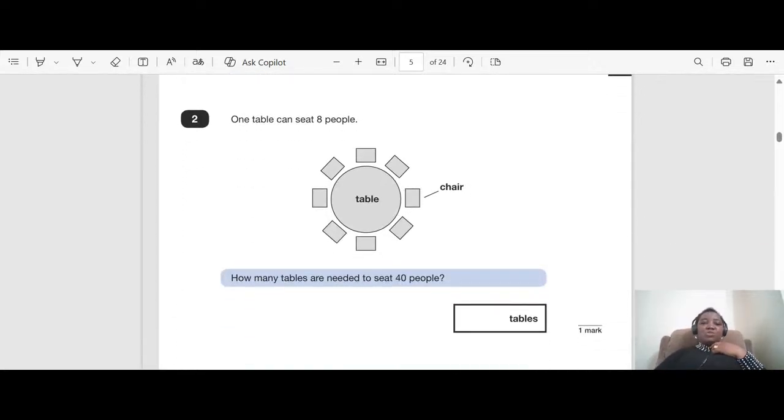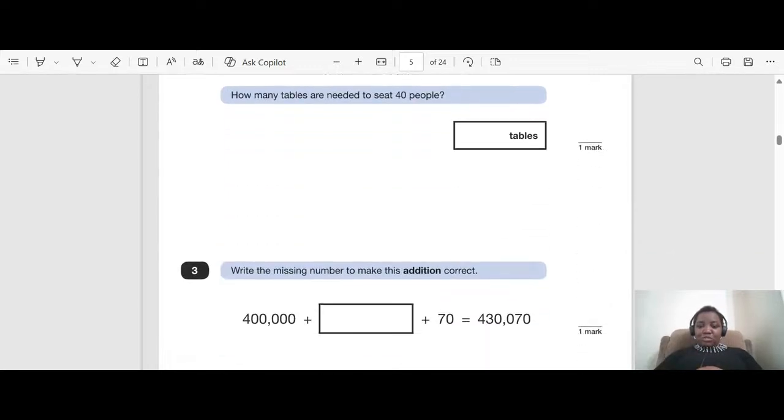It says that one table can seat 8 people. How many tables are needed to seat 40 people? If I have one table and it conveniently seats 8 people, how many of such tables will I need so that I can have 40 people seated? From my 8 times table, I know that 8 times 5 is 40. So if I have five tables, then conveniently I know I can seat 40 people in all.